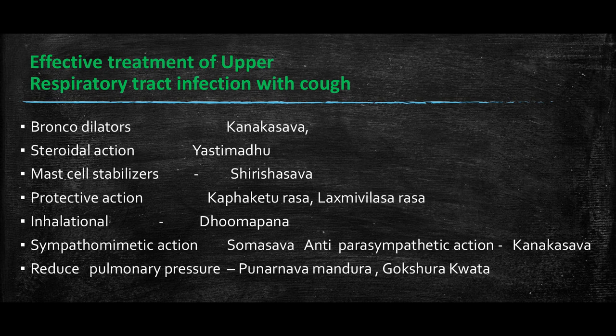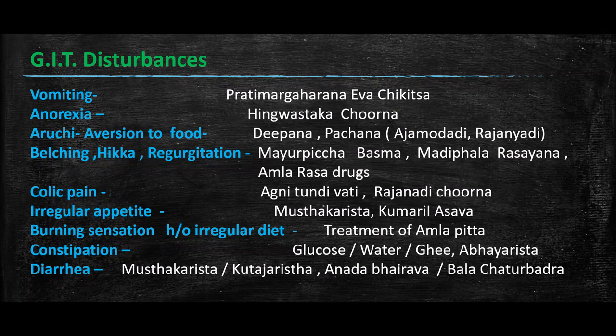Some of the common medicines which can be given in case of gastric disturbances in a child. See, suppose if there is vomiting, okay, Pratimarga Harana Eva Chikitsa, just induce Virechana. Okay, give some simple Virechanopaga drug. So, that will do the work. Okay, in form of Avipattikara Churna. Or if not possible, just give Ushnodaka. That is for anorexia, Hingvashtaka Churna can be given because Madhu and Ghrita can be mixed together and given.